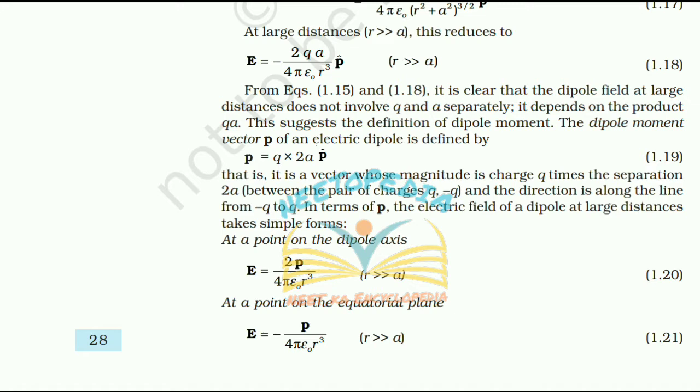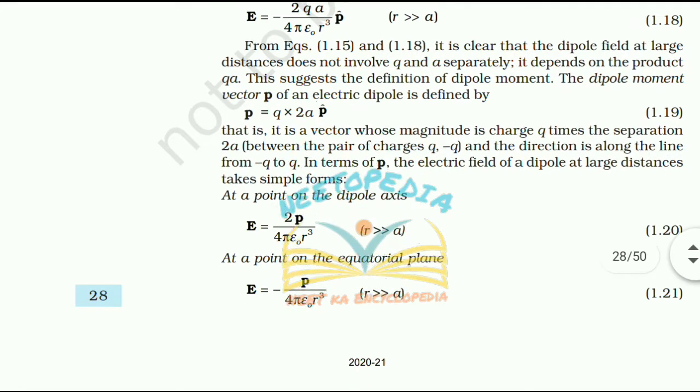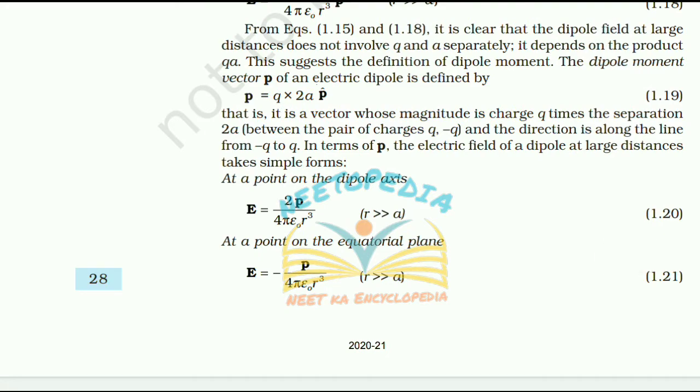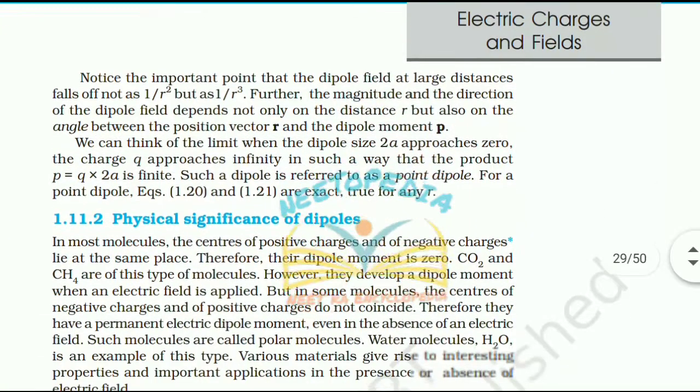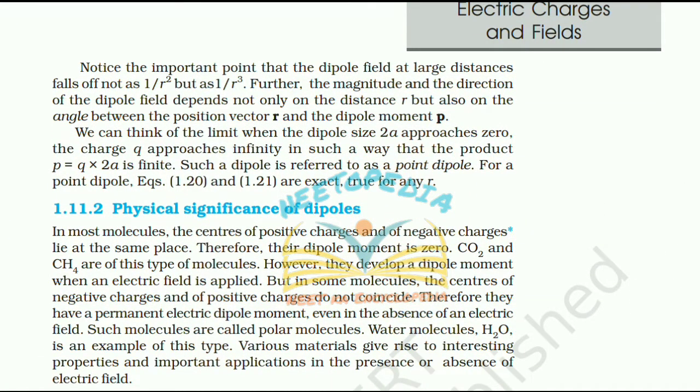In terms of P, the electric field of a dipole at large distances takes simple forms. At a point on the dipole axis, E is equal to 2p upon 4 pi epsilon naught r cube. At a point on the equatorial plane, E is equal to minus p upon 4 pi epsilon naught r cube. Notice the important point: the dipole field at large distances falls off not as 1 upon r square but as 1 upon r cube. Further, the magnitude and direction of the dipole field depend not only upon the distance r but also on the angle between the position vector r and the dipole moment p.